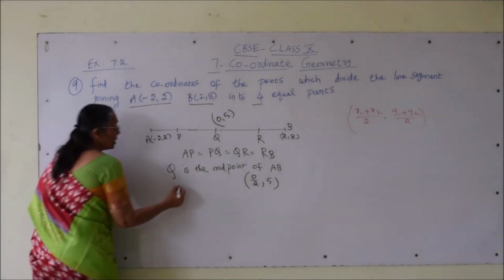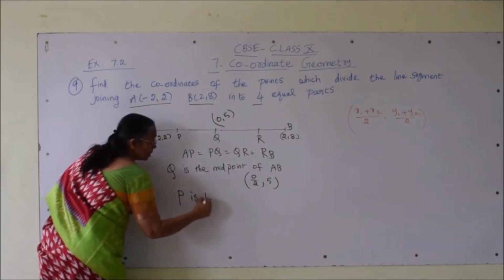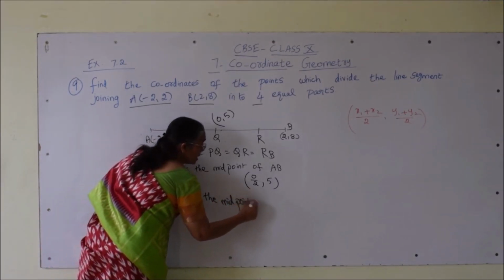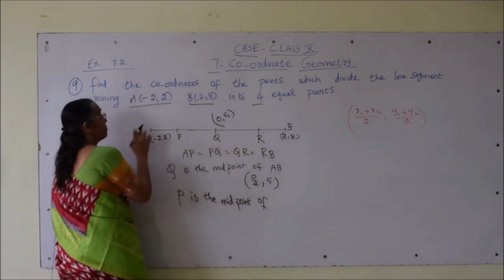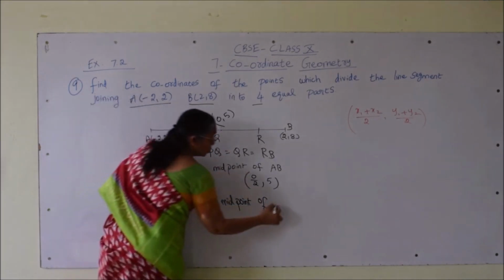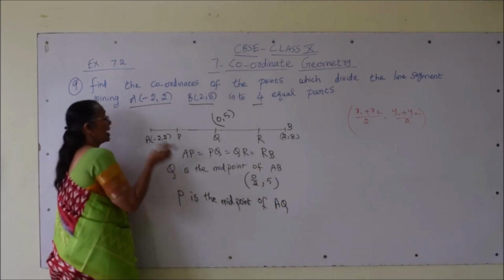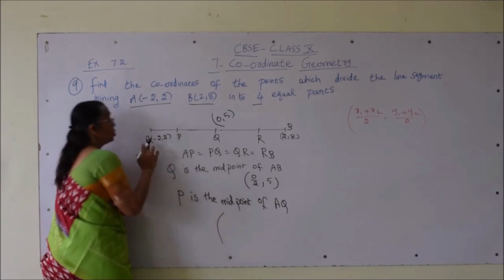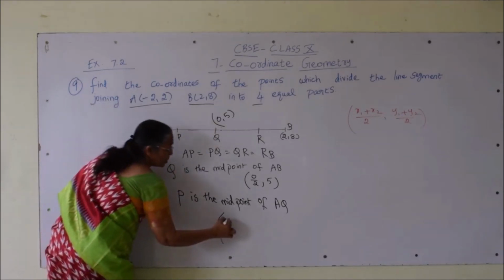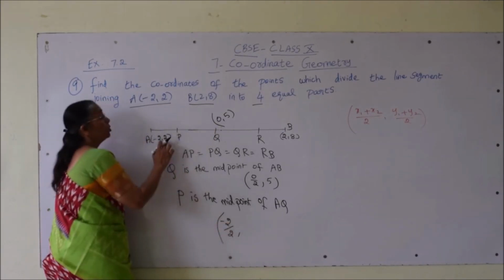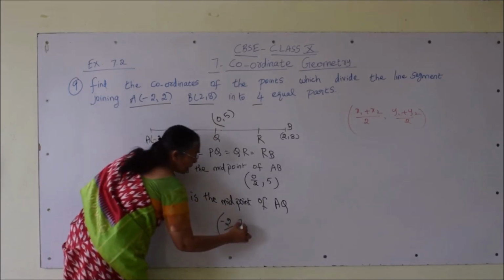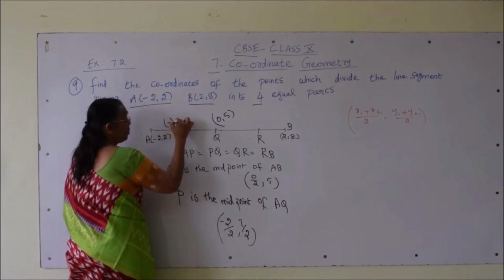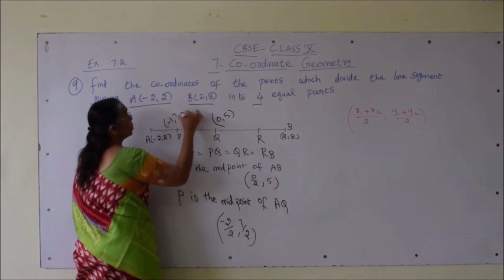Now, P is the midpoint of A and Q. So, in this case A is x1 y1 and Q is x2 y2. So, minus 2 plus 0 by 2 which is minus 2 by 2, 2 plus 5 by 2, 7 by 2. So, the coordinates of P is nothing but negative 1 comma 7 over 2.